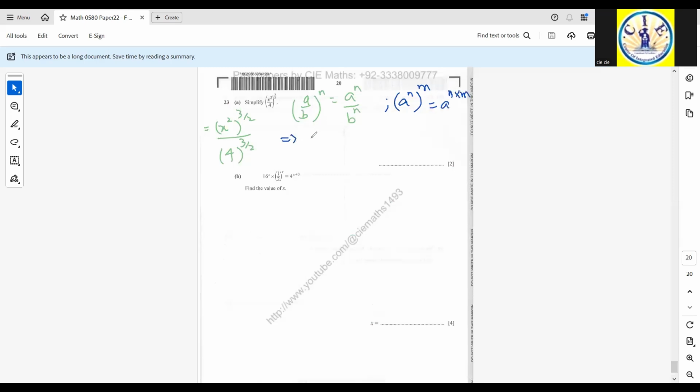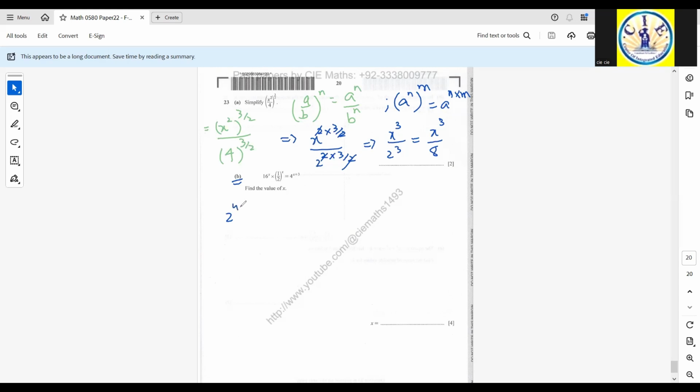for indices in which we say that when a base has got two powers, the powers are multiplied together. So here I'm going to apply x2 raised to the power 3 by 2. And for this 4, I can first of all write it down as 2 raised to the power 2, and then its whole power is 3 by 2. That is going to be multiplied with itself, with 3 by 2. So I get x raised to the power 3 divided by 2 raised to the power 3. That is x cubed divided by 8. That is the answer.